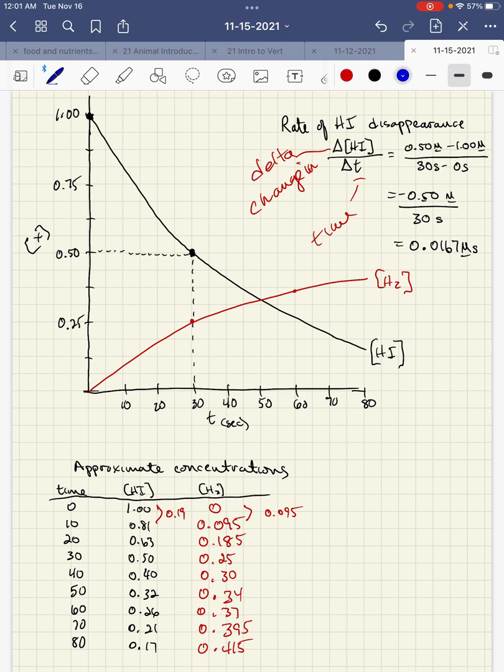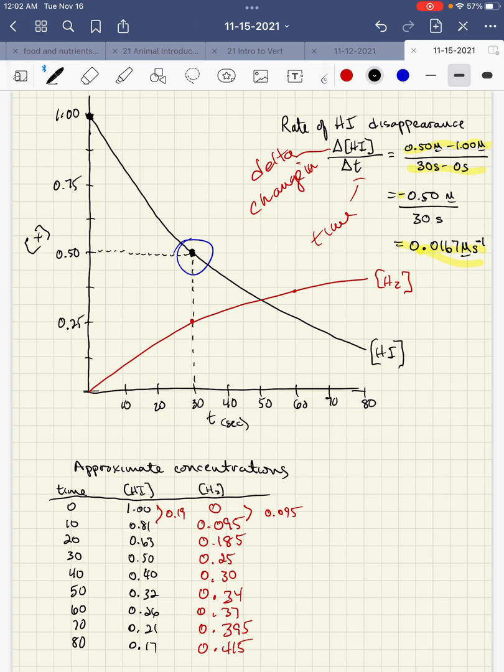I've picked this point here at time 30 seconds. The concentration is 0.5. And so you can see that 0.5 is your final concentration, minus 1.0 is the initial concentration. We're looking at this part right here. And the time change went from 0 to 30 seconds. It's decreasing. This is really just the slope, so it's negative 0.50 over 30, which is 0.0167 moles per liter per second. That'd be seconds to the minus 1.